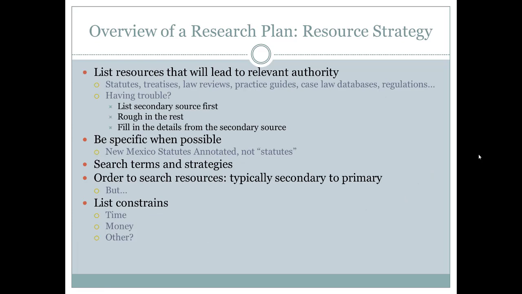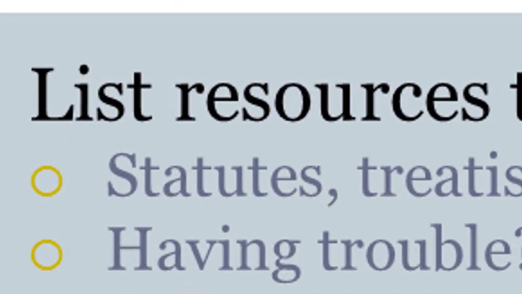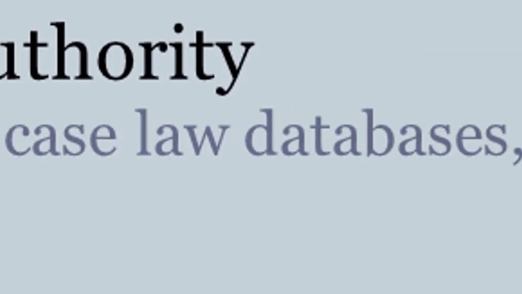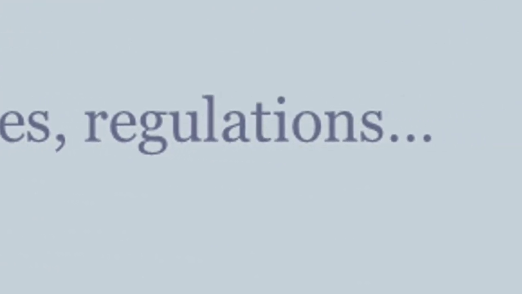So step 2 of a research plan is actually creating a strategy that involves resources. You want to list all the resources that will lead to relevant authority. This could be anything from, what are the things we think of in the course of legal research: statutes, treatises, law reviews, practice guides, etc.